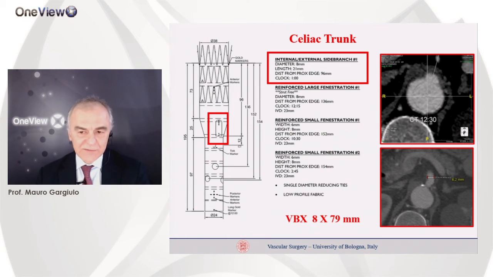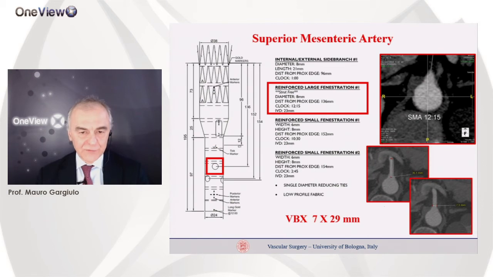I want to stress this aspect because if you use a branch, you can sometimes use a long VBX, and the VBX gives us the possibility of an 8 centimeter stent graft. I think it's a very important point to decrease the number of stent grafts in case the distance between the branch and the visceral vessel is more than 5 centimeters.